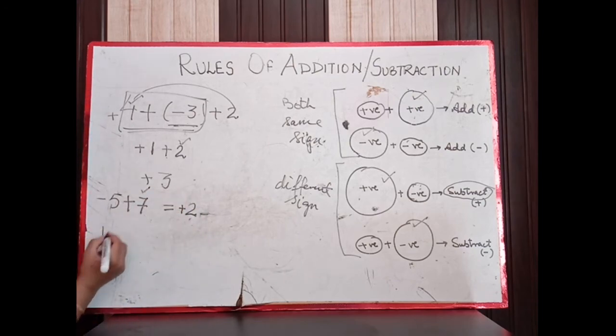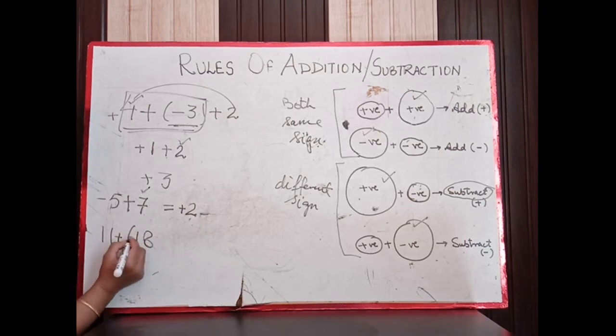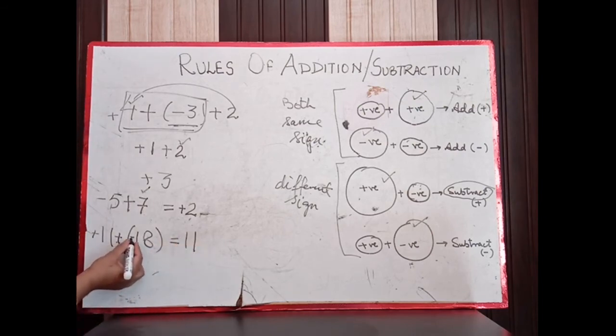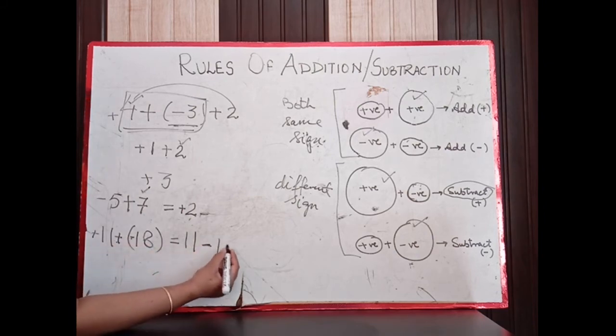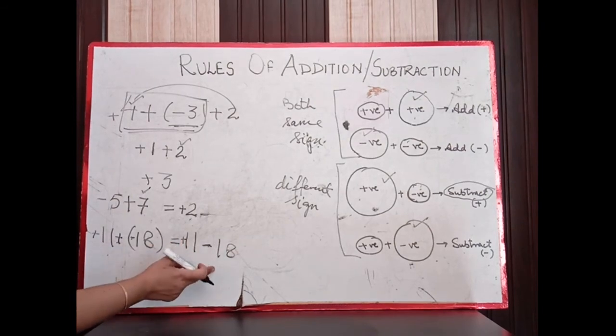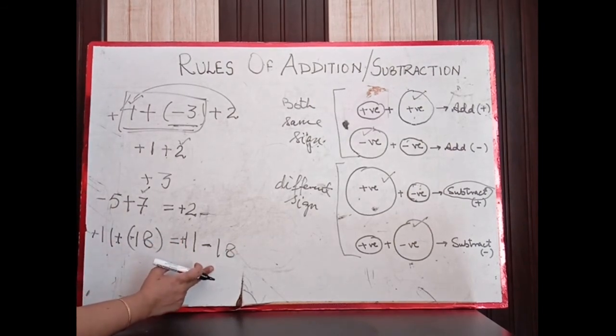If I am writing 11 minus 18, that is 11 plus minus 18. This is positive, plus 11, and this is minus. Better we will solve this bracket first. Plus minus, when the plus and minus are multiplied, we get minus 18. This is positive, this is negative, so both the signs are different, so we have to subtract.